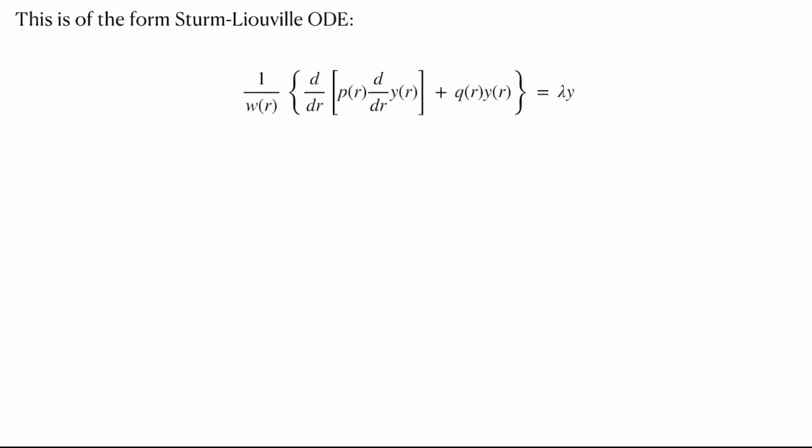So let's look at it in more detail. So what we have, p of r is a standard form. This should have been small.